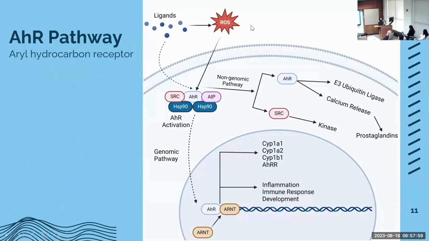So several air pollutants, including benzene, can activate the AHR pathway. When the pathway is activated, it causes inflammation, activation of the immune response, and impacts on immune development. The standard for determining if this pathway is activated is CYP1A1.